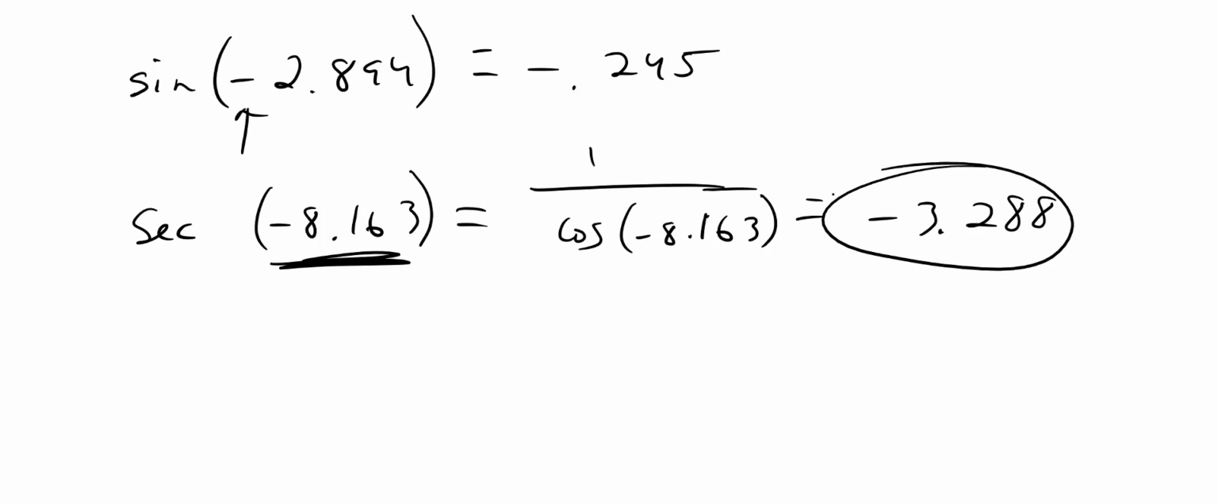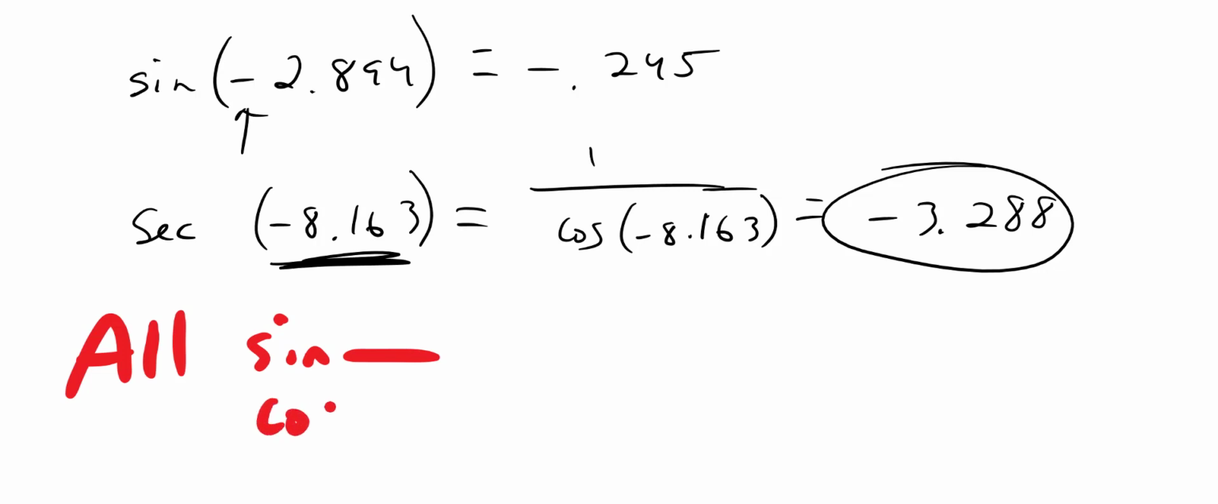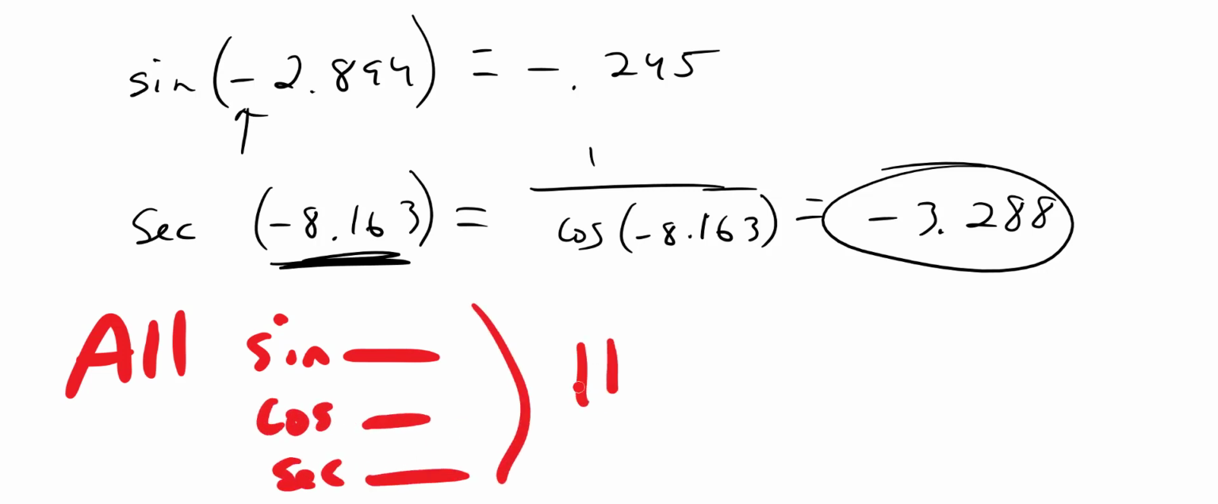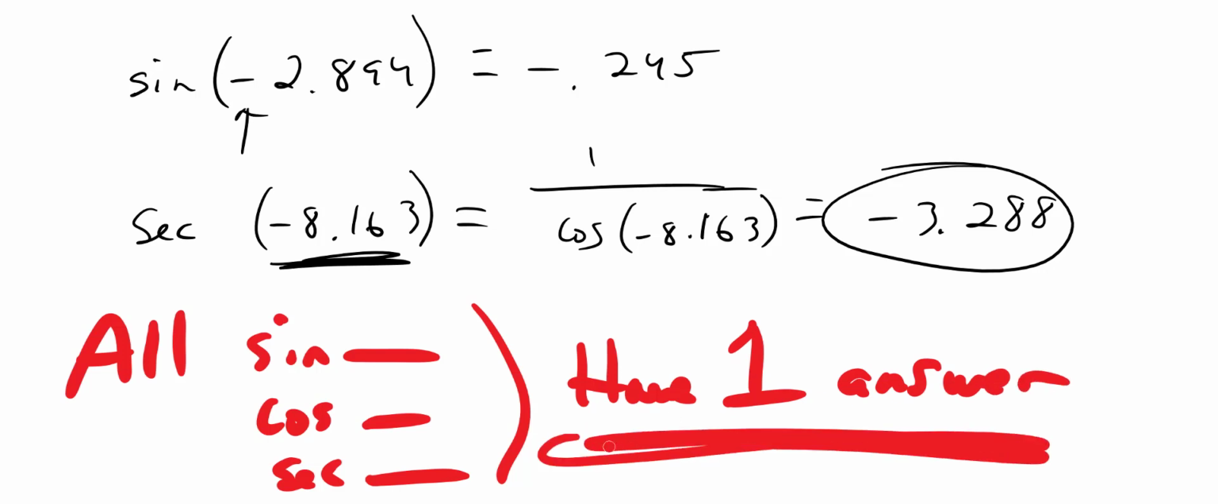I want to point something out here, math fans. All of these, I'm going to put this in red, big bold letters. If I just said sine of something or cosine of something or secant of something, these all have one answer. That's huge. It makes sense. If I said, what's the sine of 5 pi over 6? One answer. Sine of 10 pi over 3, one answer. They all have one answer.